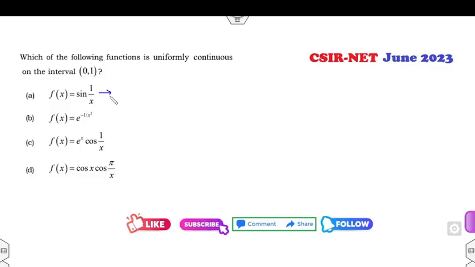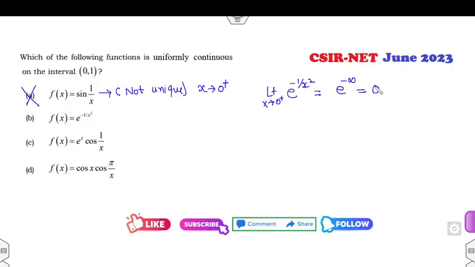Again, you can see this is not a unique number when x approaches 0. When x approaches 0 positive, this will be cancelled out. This function is e raised to power -1 over x square. If I take the limit as x approaches 0 positive, this will go to e raised to power minus infinity, which is 0. That's a finite answer. But if you take the limit as x approaches 1 negative, this will go to e raised to power -1, which is also a finite answer.